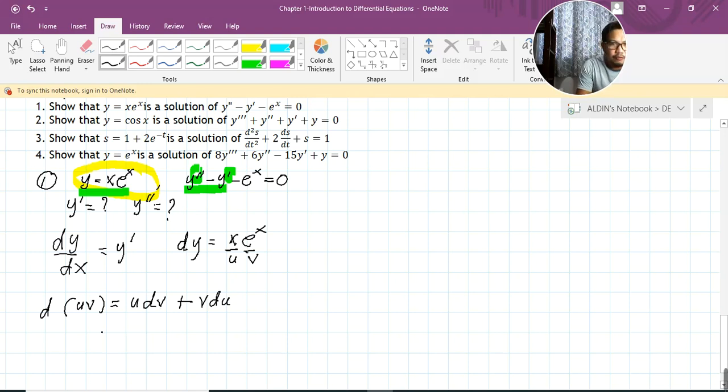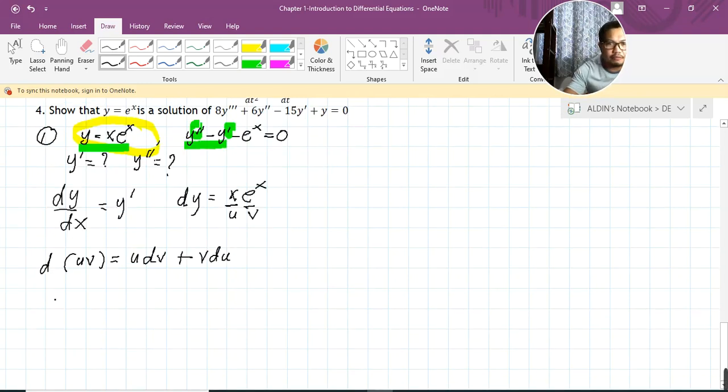So, first, hanapin mo muna what is u and what is v. So, your u here, we assign as x. Yung v mo, we assign as v is equals to exponential e raised to x. So, what is the derivative of u? Derivative of u is equals to 1, or simply dx. Okay? Derivative of u is simply dx, or 1.